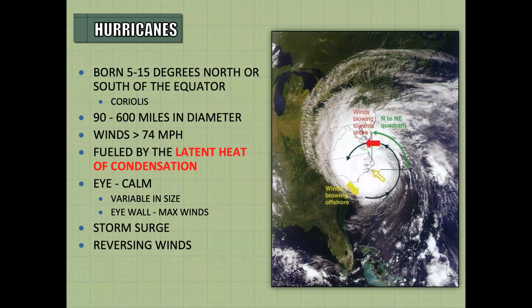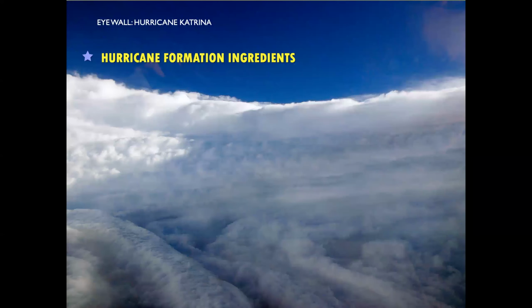Hurricanes are born north and south of the equator, but not at the equator. Coriolis comes into play. They are fueled by massive amounts of latent heat of condensation, providing excess heat. This is inside the hurricane eye wall of Katrina. So aircraft do fly into these things.